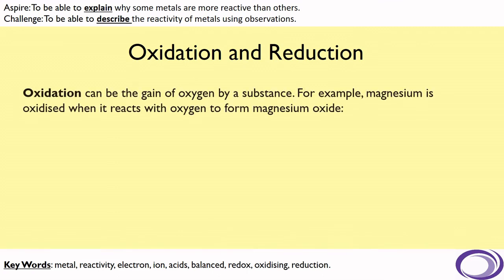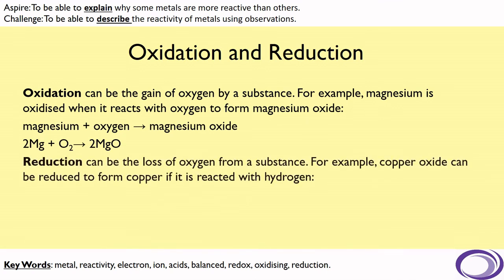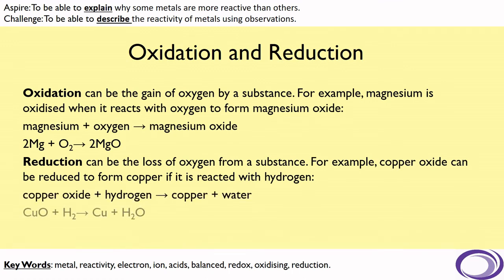Oxidation can be the gain of oxygen by a substance. For example, magnesium is oxidised when it reacts with oxygen to form magnesium oxide. That can also be represented by the symbol equation on the screen. Reduction can be the loss of oxygen from a substance. For example, copper oxide can be reduced to form copper if it is reacted with hydrogen. And that can also be shown using the symbol equation on the screen.